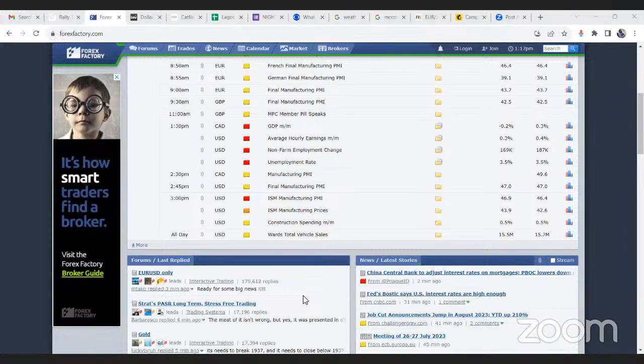Even GBP USD actually sold a bit. It's currently bearish. It sold a bit because of that data that came out. That unemployment claim data gave GBP USD some level of weakness because of the strength of the dollar.